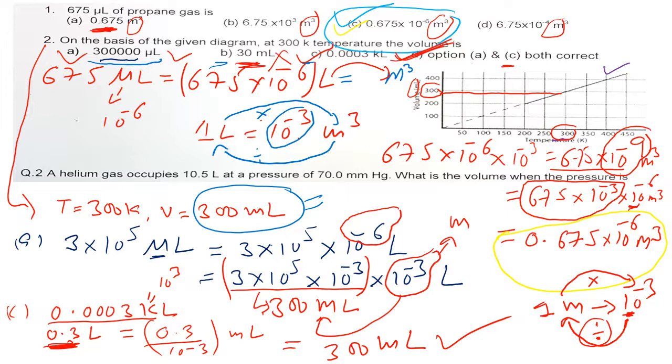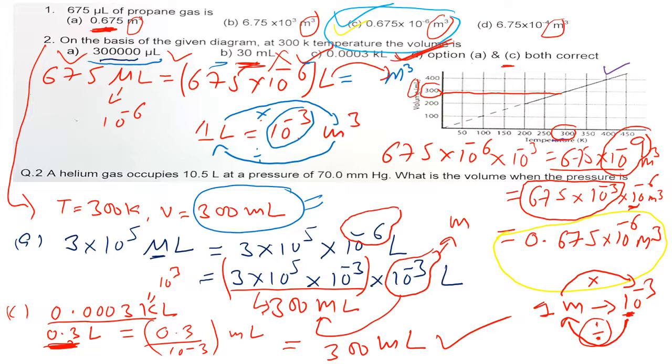Now we will check whether C is correct or not. The C option given here is 0.0003 and this is kiloliter. If I change this, kilo means 10 to the power 3. So if I multiply this number, it will be 0.3 and it is liter. Now what I am doing here, I have to check how much it will be in milliliter.